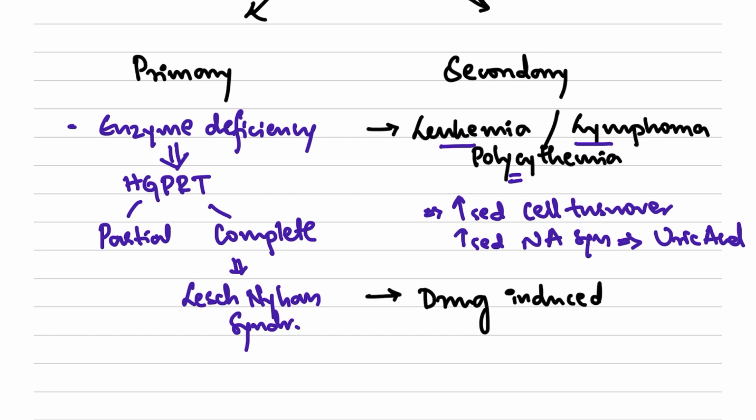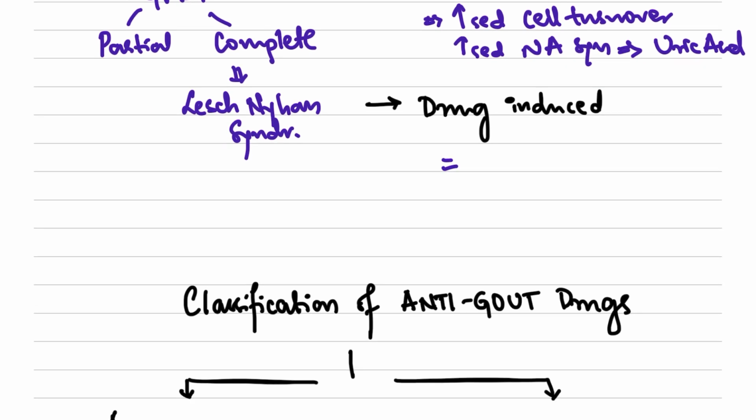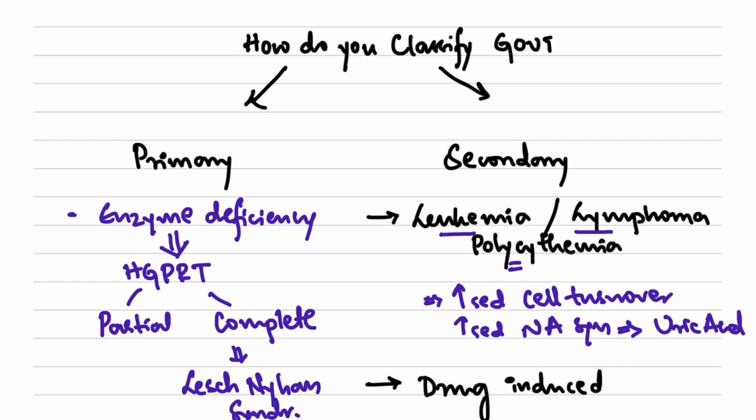It can also be drug induced. What are all the drugs that lead to hyperuricemia? These are thiazides. These drugs basically inhibit uric acid excretion through the renal system. It could be furosemide, it could be pyrazinamide, or other drugs such as ethambutol as well as levodopa. So these are the drug-induced secondary causes of hyperuricemia. So this is the basic classification of gout.